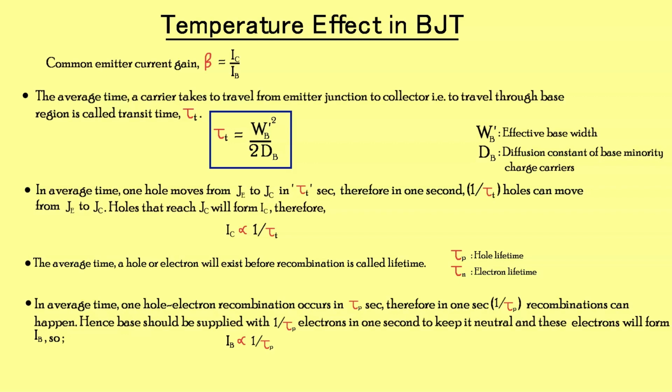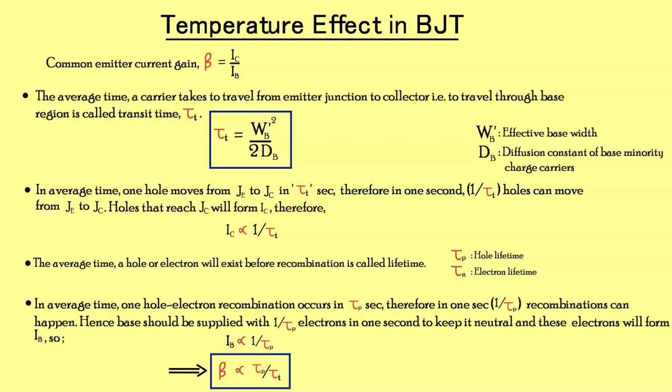By using the equations, we can write that common emitter current gain is proportional to hole lifetime divided by transit time. Now, from the two formulas, we can observe that to achieve large common emitter current gain, transit time should be reduced by decreasing the base width.